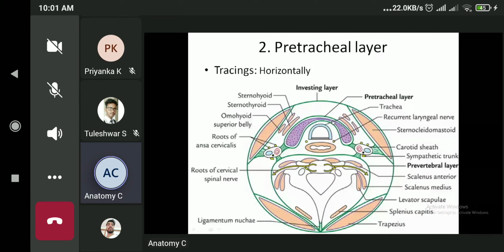So are we clear about the pretracheal layer horizontal tracing? I hope you people are clear, right? So this is about the horizontal tracing. And then let's go for the vertical tracing here.